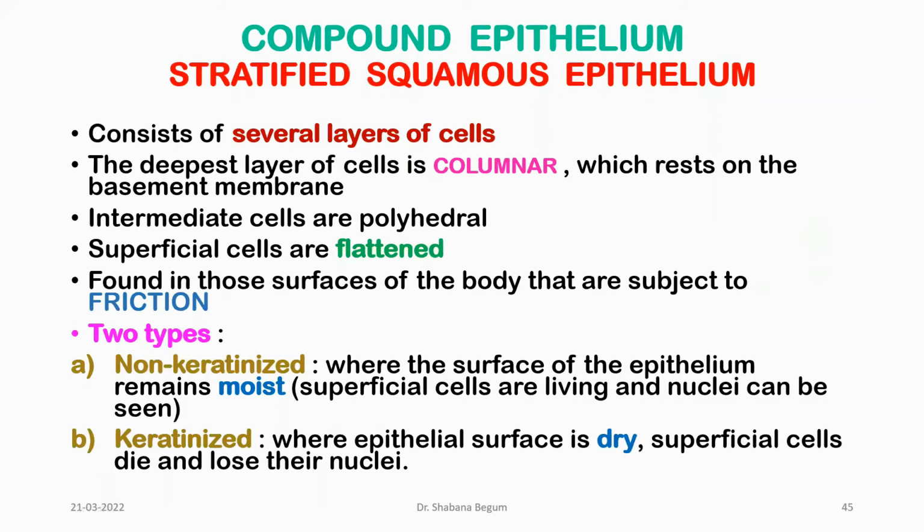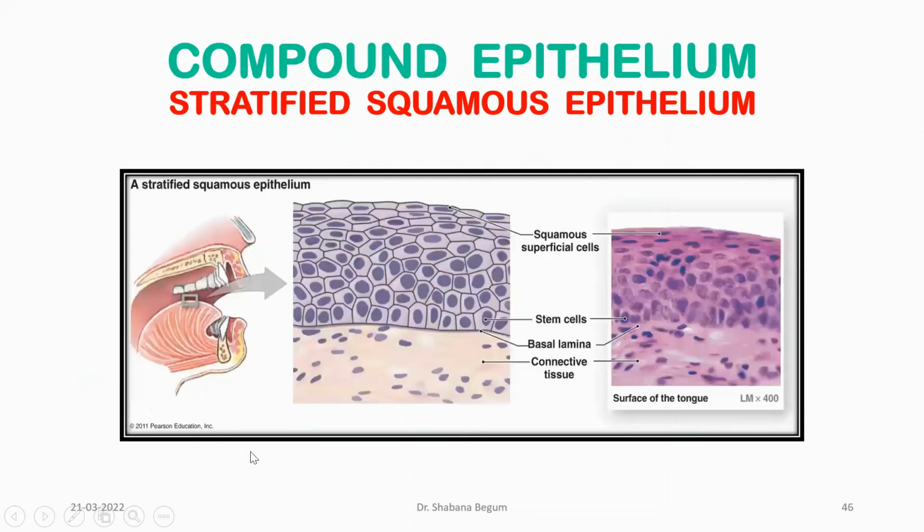Next we come to the stratified squamous epithelium. Now, in stratified squamous epithelium, there are several layers of cells, and the deepest layer of cells is columnar. The intermediate cells are polyhedral and the superficial cells are flattened. We have two varieties. One is non-keratinized and the other is keratinized. So this is the stratified non-keratinized squamous epithelium. We can see it is found in the oral cavity, the lining of the tongue.